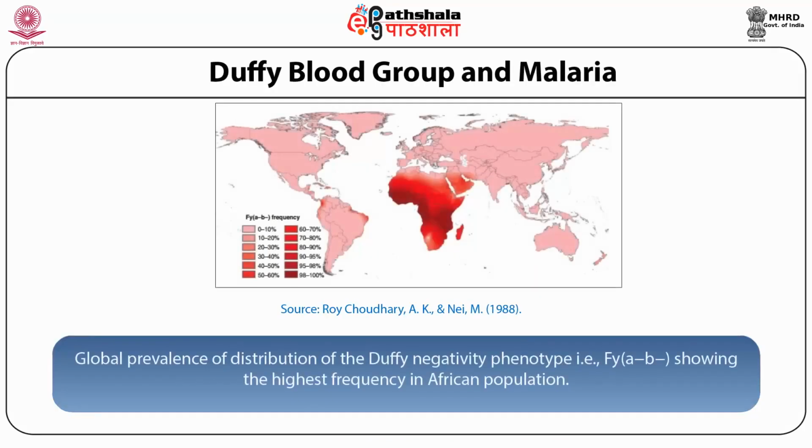The figure shows the distribution of Duffy alleles all over the world. As we can see in this picture, the highest frequency of the Duffy negative allele is present in the region of Africa and surrounding Africa.